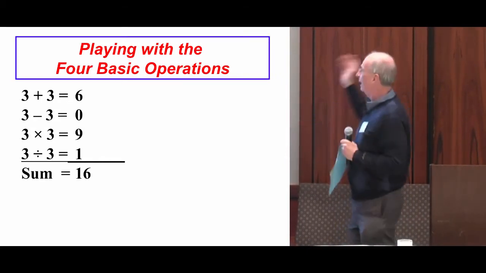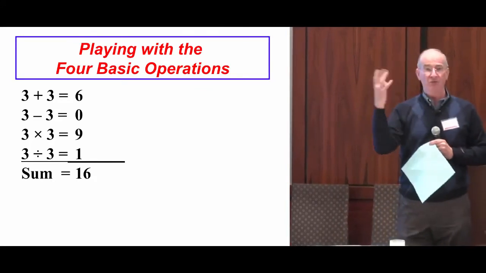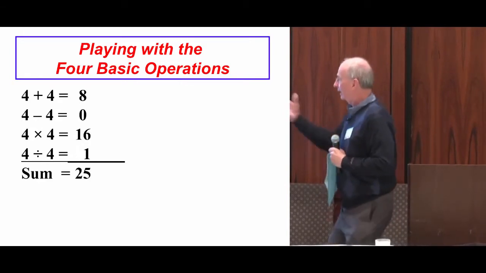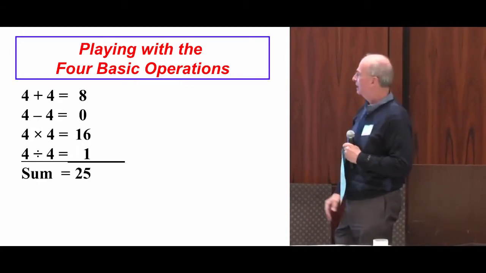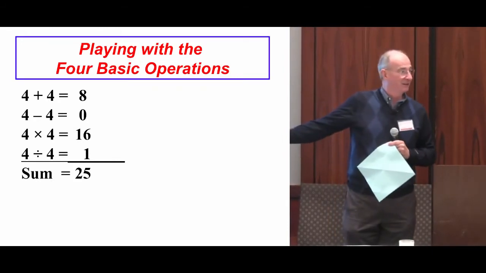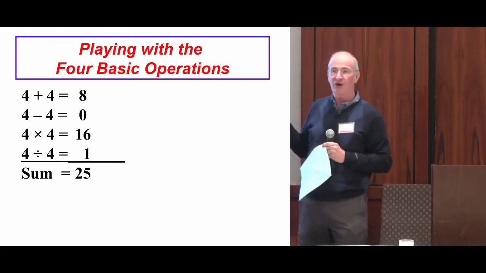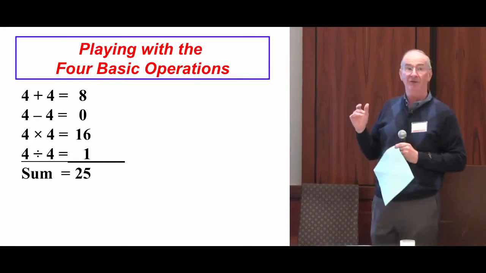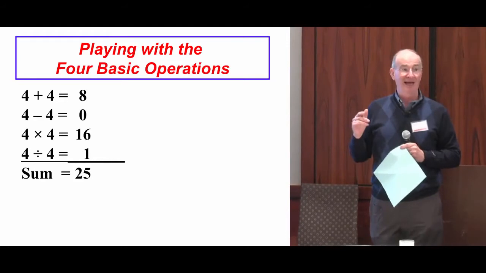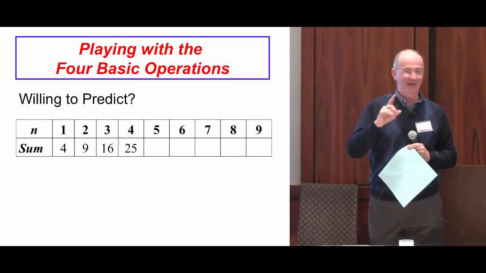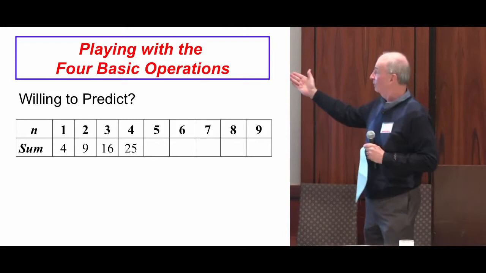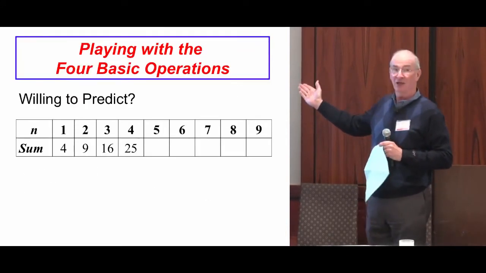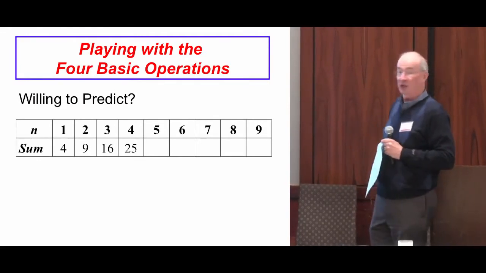Now I'd like you to do it again with 4. Yes, let's go. Ta-da! 15 seconds is a long time. See that? The sum is 25. You want to predict what it is for 5, friends? Oh, how clever you are. How about 7? I tricked you, didn't I? So for 7, you think it's 64. For 9, what do you think it is? Well, you think you know my rule?